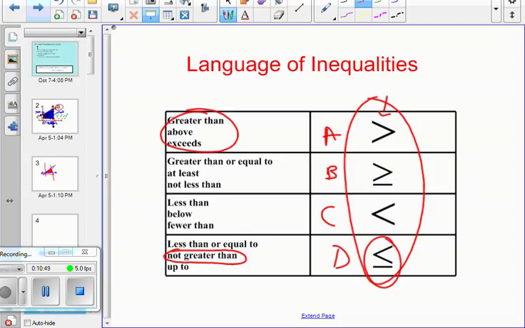So what if it was that? 6 less than or equal to x less than or equal to 8. You get what I just did there? It's a sandwich. The ages they can teach are between 6 and 8.